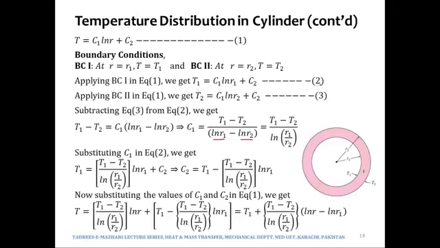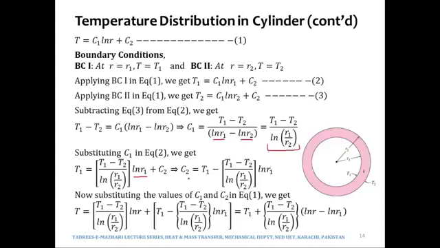Let's say we put it in equation 2 to find the value of C2. Equation 2 says T1 is equal to C1 log of R1. So we will write the value of C1, which is T1 minus T2 over log of R1 over R2, multiplied by log of R1, and then plus C2. Therefore C2 would be T1 minus this whole term.